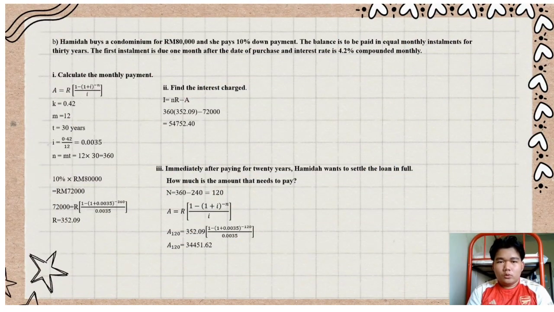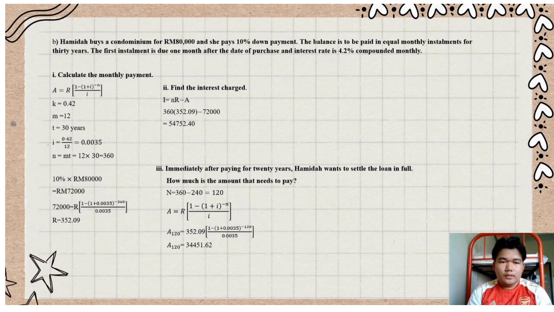Assalamualaikum warahmatullahi wabarakatuh. My name is Adam bin Ariffin. Hamidah buys a condominium for 80,000 ringgit and she pays 10% down payment. The balance is to be paid in equal monthly installments for 30 years. The first installment is due 1 month after the date of purchase and the interest rate is 4.2% compounded monthly. Number 1: calculate the monthly payment.